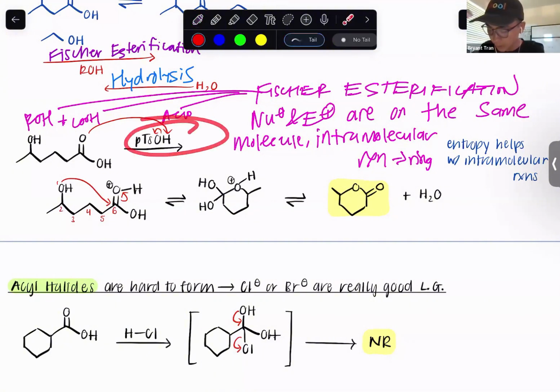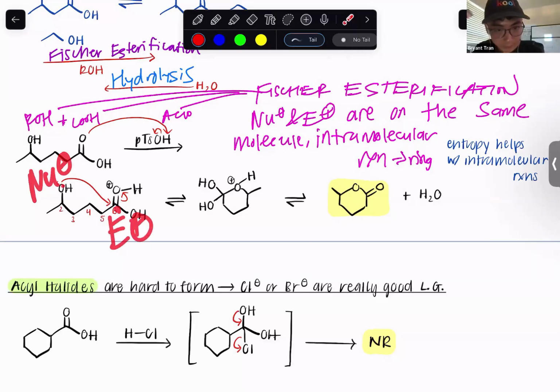Imagine this is H2SO4. The very first step of the mechanism here of nucleophilic acyl substitution in acidic conditions is to protonate the carbonyl oxygen to activate the electrophile. And then the alcohol here attacks the electrophilic carbon right there. And notice how the nucleophile is on the same molecule as the electrophile. This is a big indicator of intramolecular reaction, which is going to form a ring.